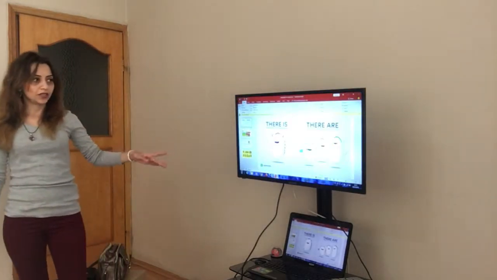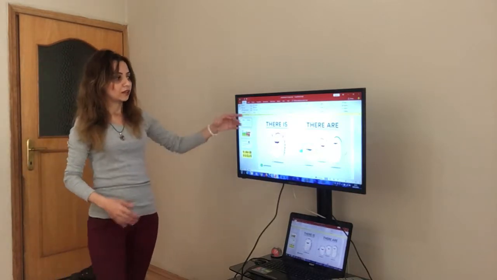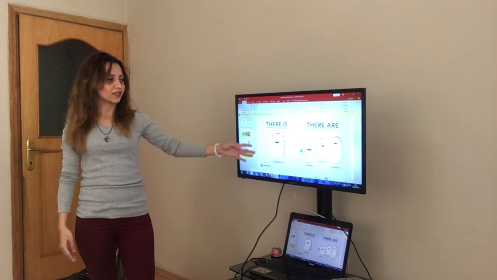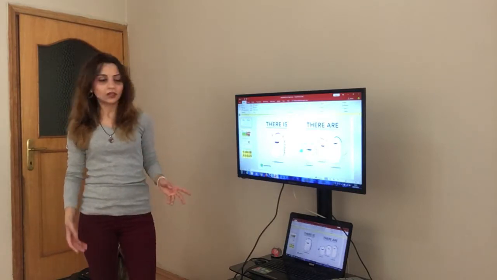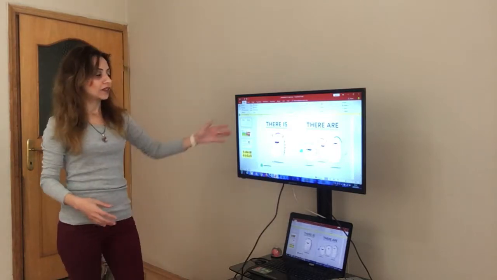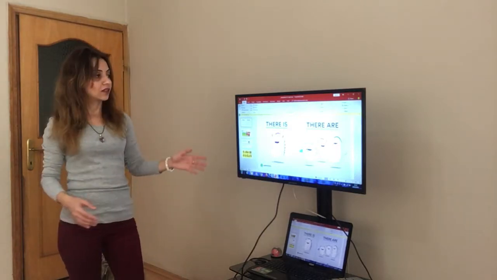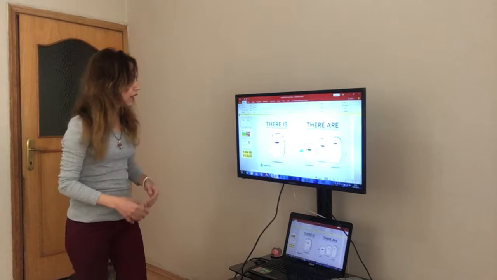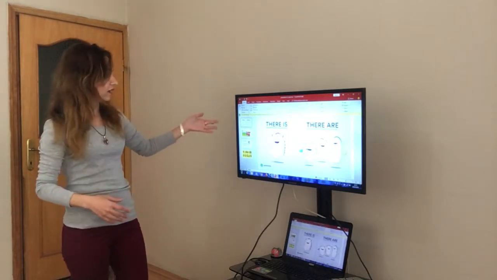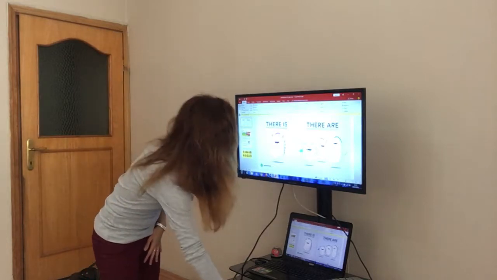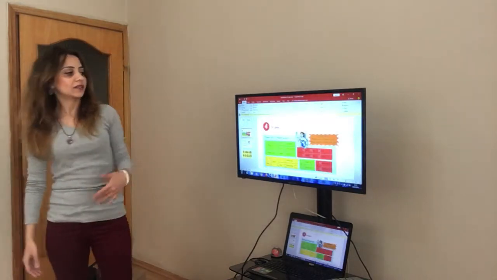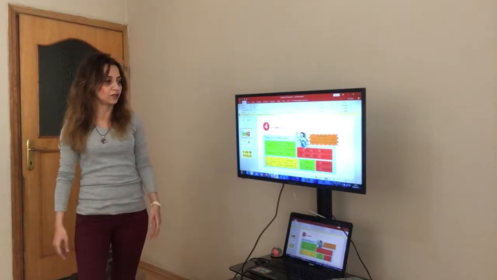Okay, as you see from this picture, we have there is and there are. We use there is for one thing or for one person, but there are for more things and more people. There is a singular form, but there are is a plural form. Okay, now let's look at how can we use this there is, there are in the sentence, and how can we make its question and negative form.